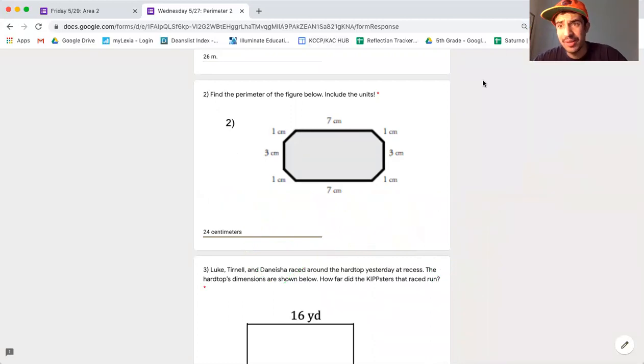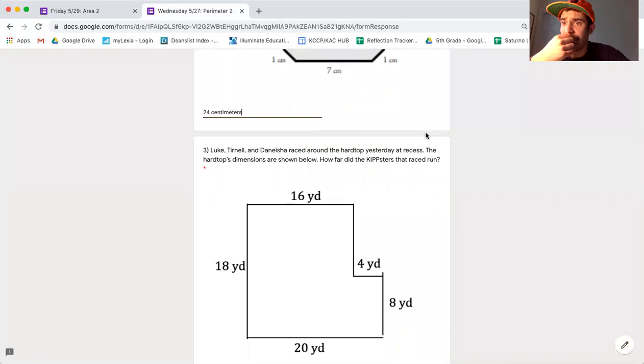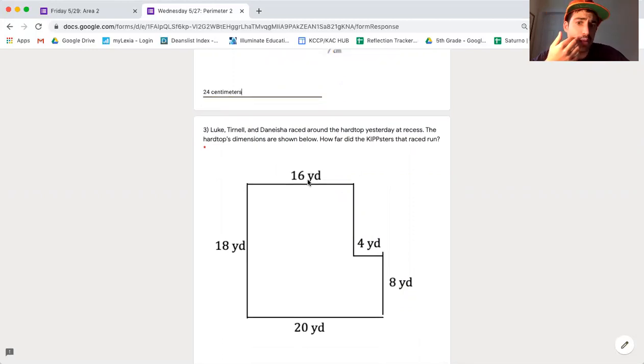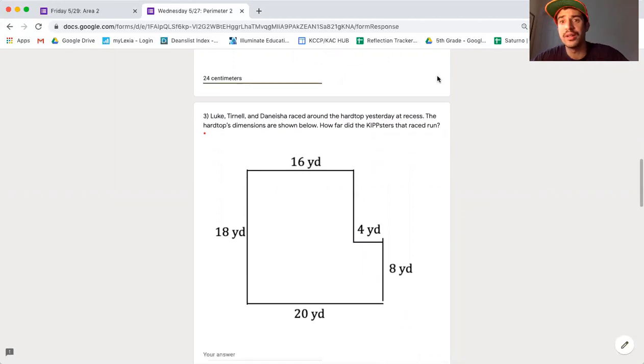Moving on to number 3. I'm going to do this a different way this time. Luke, Turnell, and Denisha raced around the hardtop yesterday at recess. The hardtop's dimensions are shown below. How far did the Kipsters that race run? Here I'm going to add up all the numbers together. One way I can do this is just by lining up every single number. So I'm going to type this out and see how this works out. 16 plus 18 plus 4 plus 4 plus 8 plus 20.